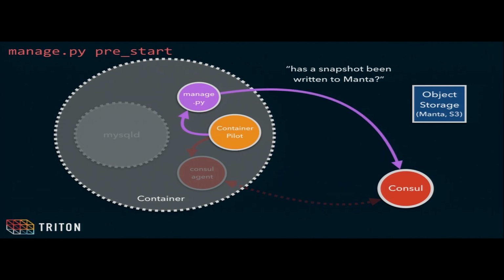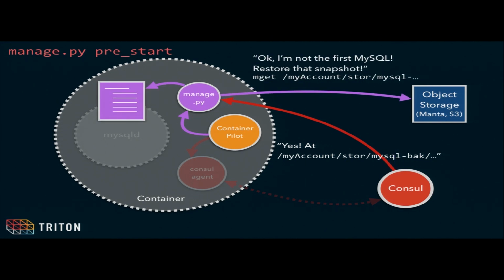Alternately, if this is one of our later nodes, which will come up later, it's going to say, yes, I have written a snapshot, and this is where I wrote it to. So then our managed PY application is going to say, okay, I'm not the first MySQL. Let's restore that snapshot, so get it from the object storage.